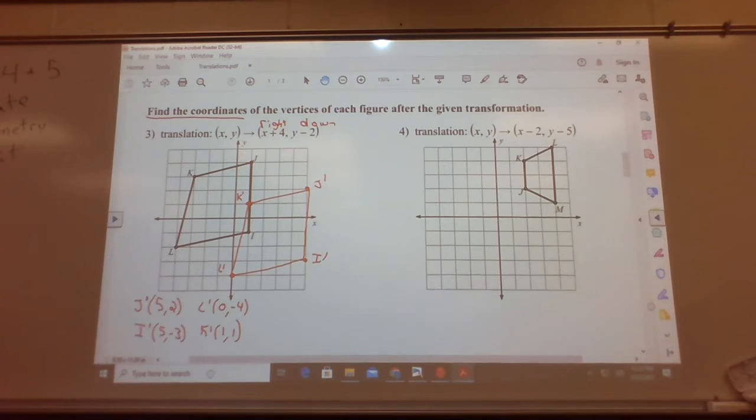So number 4, same basic thing, but I'm going x minus 2, y minus 5. Graph it, and then tell me the new coordinates. So go ahead and give number 4 a shot.